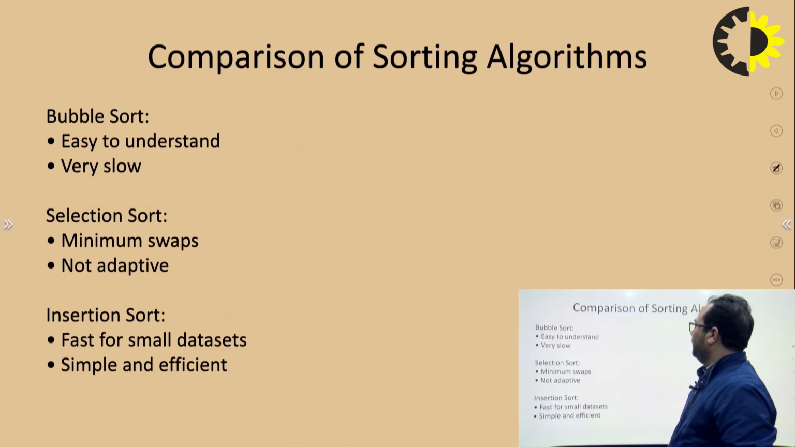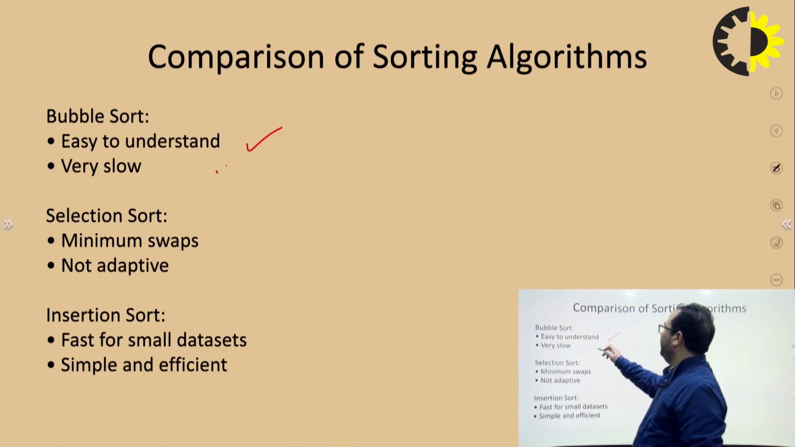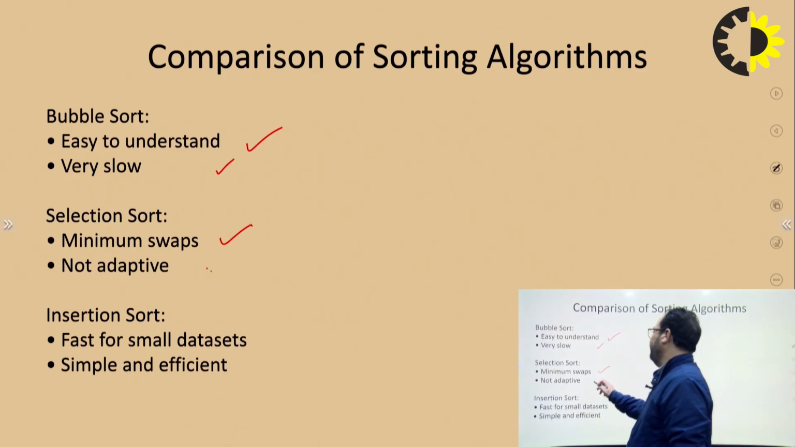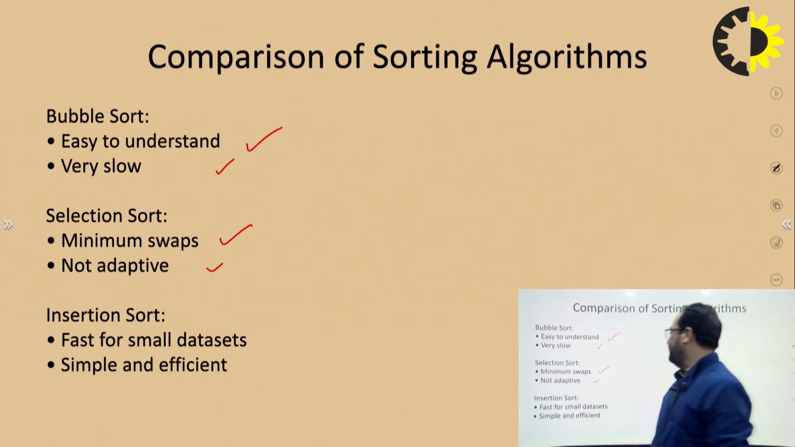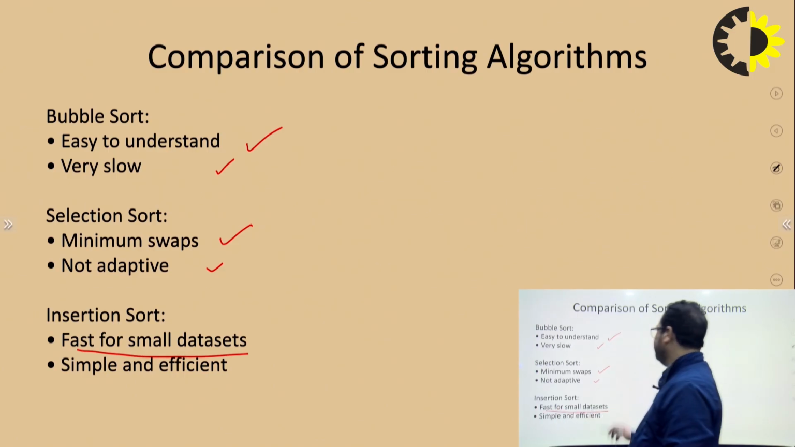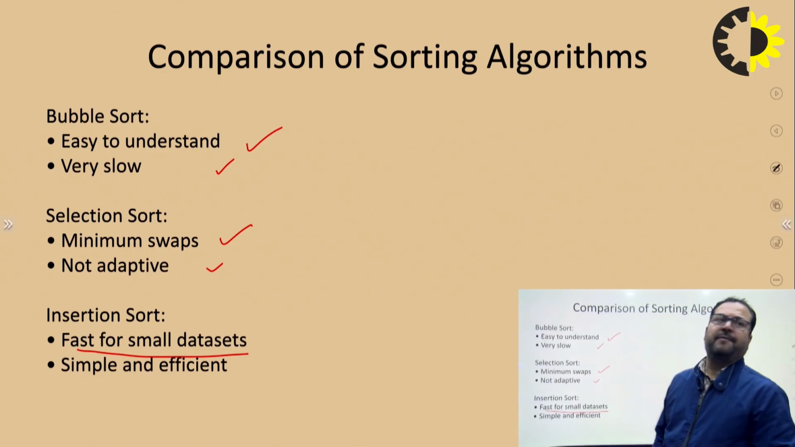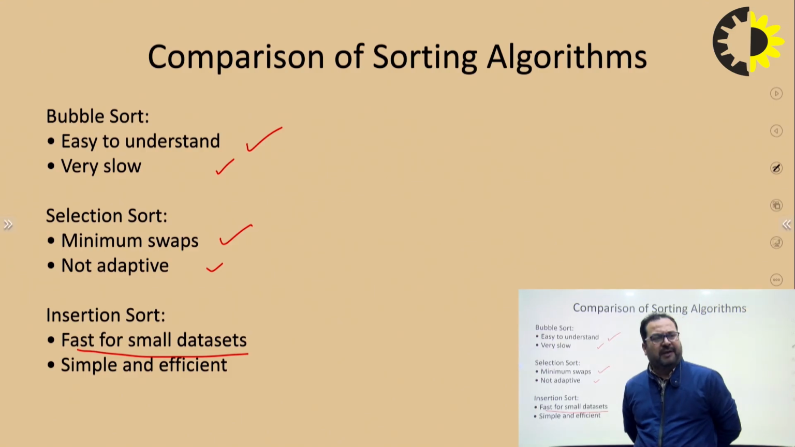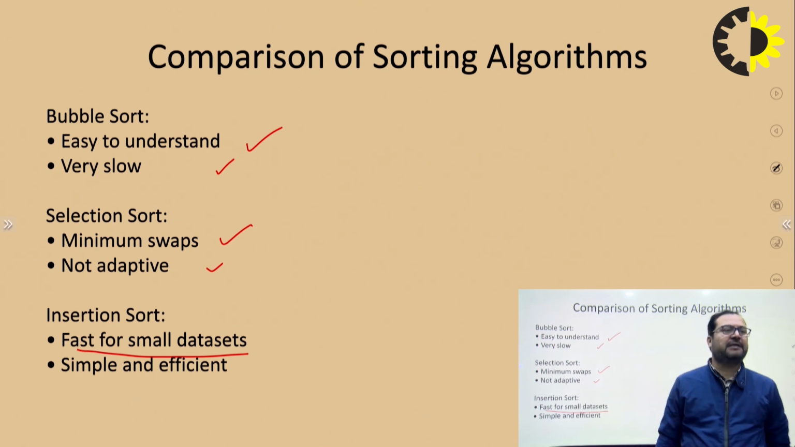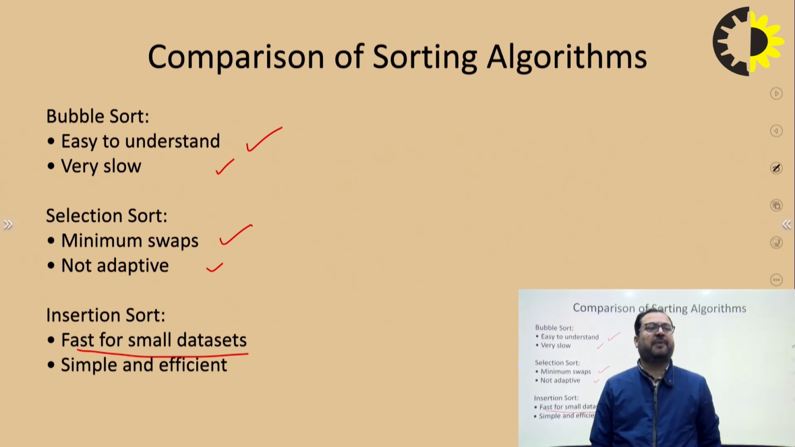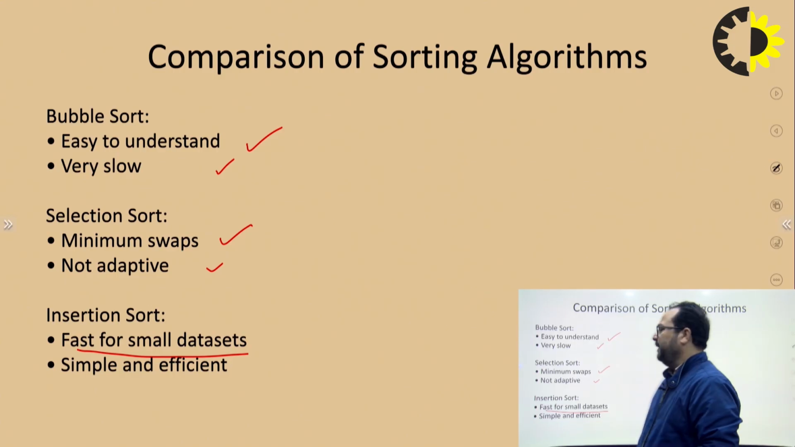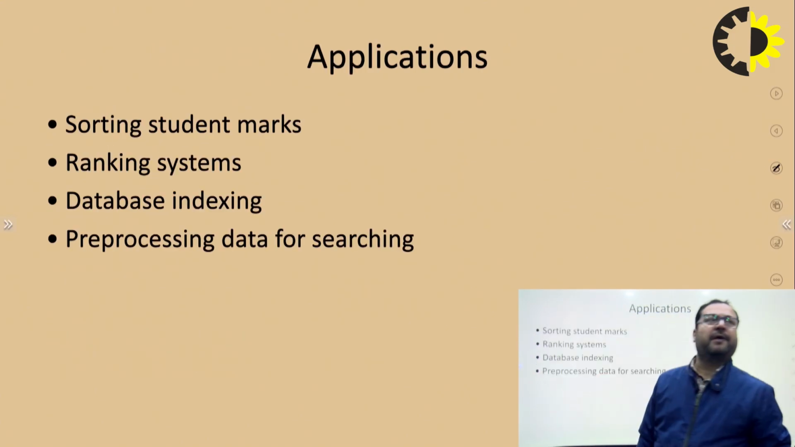Comparison of sorting algorithms. Bubble sort is easy to understand, but it is very slow. Selection sort will have minimum swaps, but it is not adaptive. Insertion sort will be fast for small data sets. If the data is not already sorted, it will be fast. For a small data set, insertion sort is simple and efficient. So out of bubble, selection and insertion sort, insertion sort is the simple and efficient way.